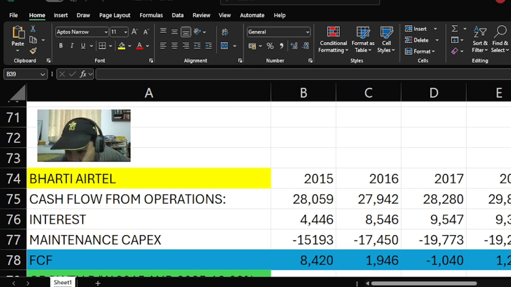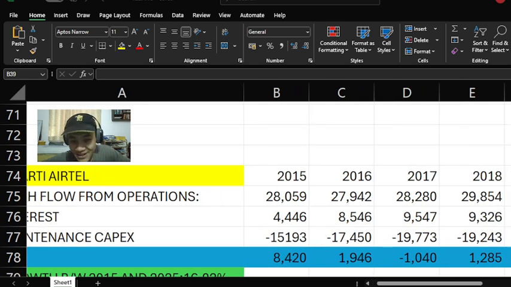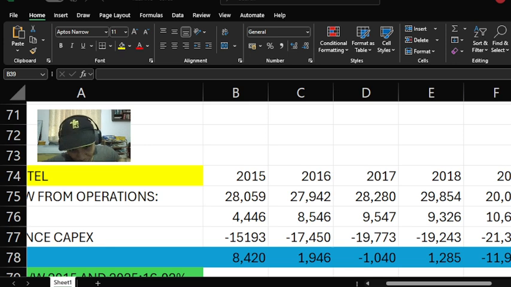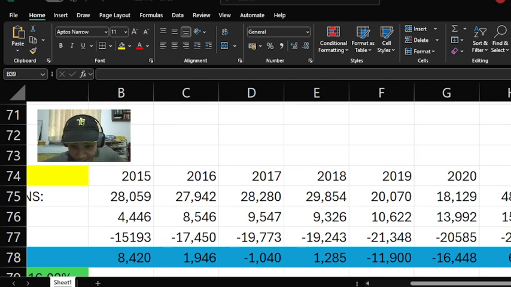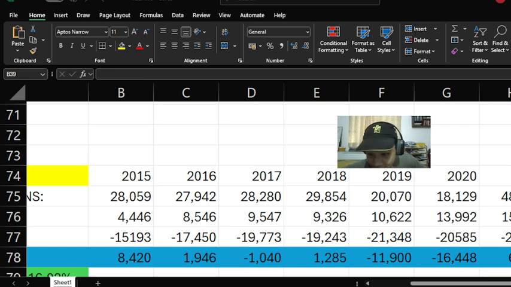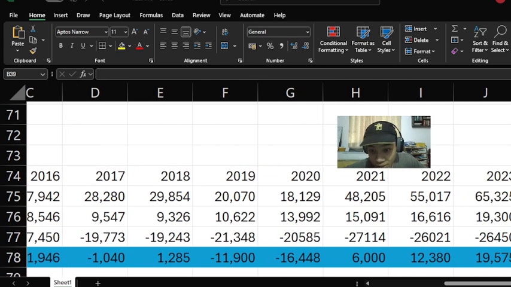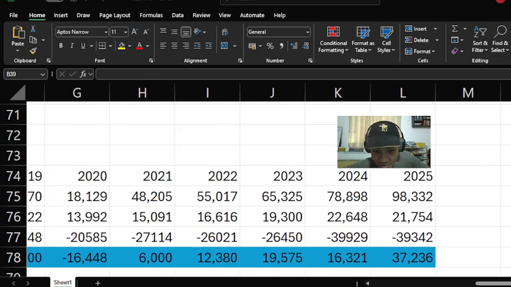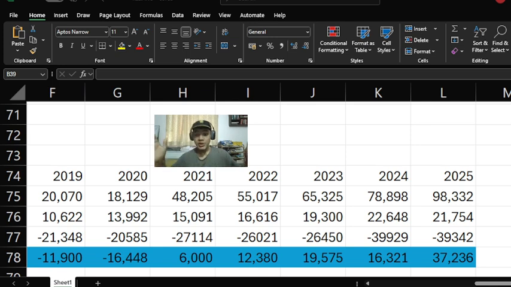2015, 8,420 crores free cash flow. 2016, dropped to 1,900. Okay. Oh my God, look at this. 2019, minus 11,000 crores free cash flow. 2020, all right, look at this. The resurgence has happened. Okay. 2021 onwards, pretty good.